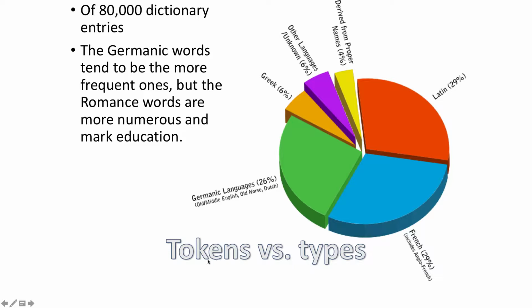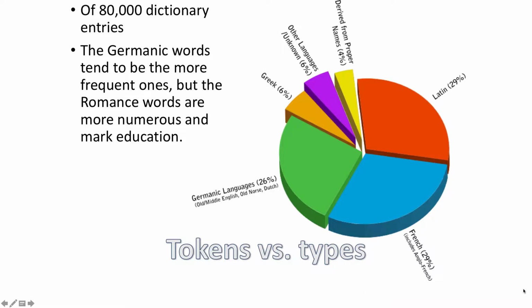We have this question of tokens versus types. Each minuscule spoke on this wheel is going to be one type. So there's 80,000 different dictionary entries, so there's going to be 80,000 types. This is from probability theory or from statistics of counting tokens and types. So that's how many types there are. That's how many kinds of words there are in the English language.